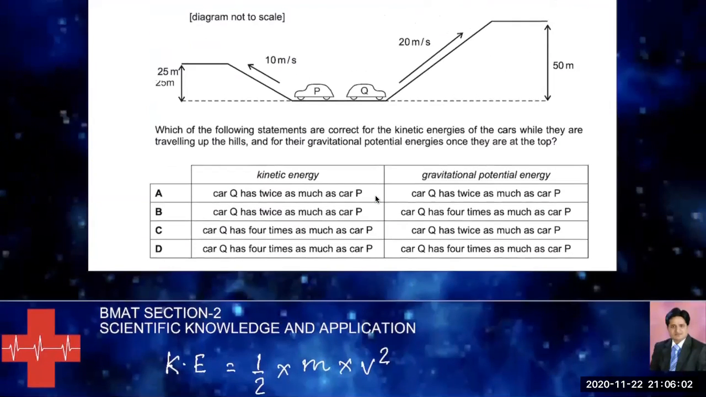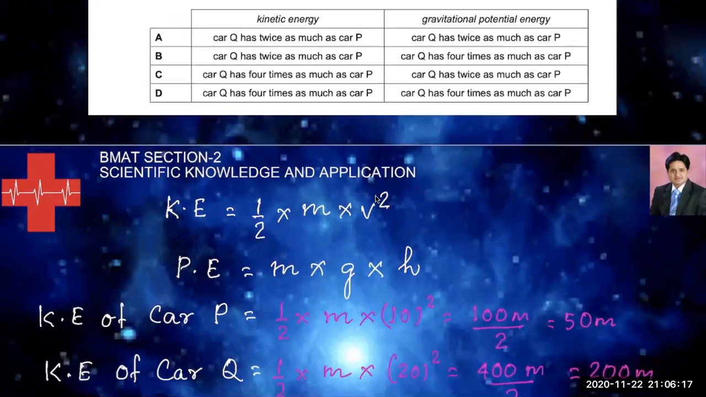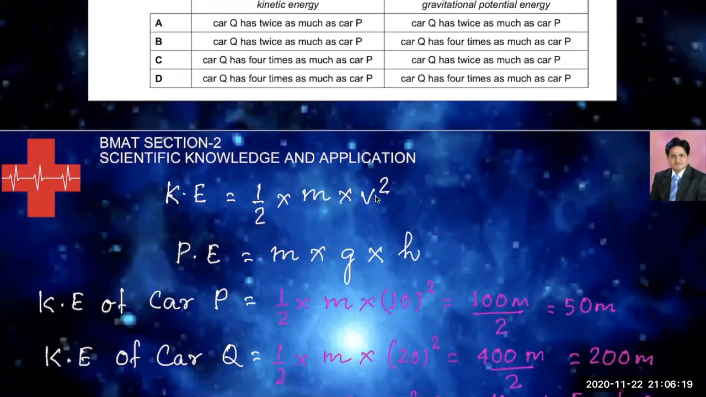So because this car goes up to a height, it has gravitational potential energy, and gravitational potential energy could be calculated as mgh, and kinetic energy could be calculated by half mv squared. So let's try to calculate the kinetic energy and the potential energy of both the cars. So let's say kinetic energy of car P.